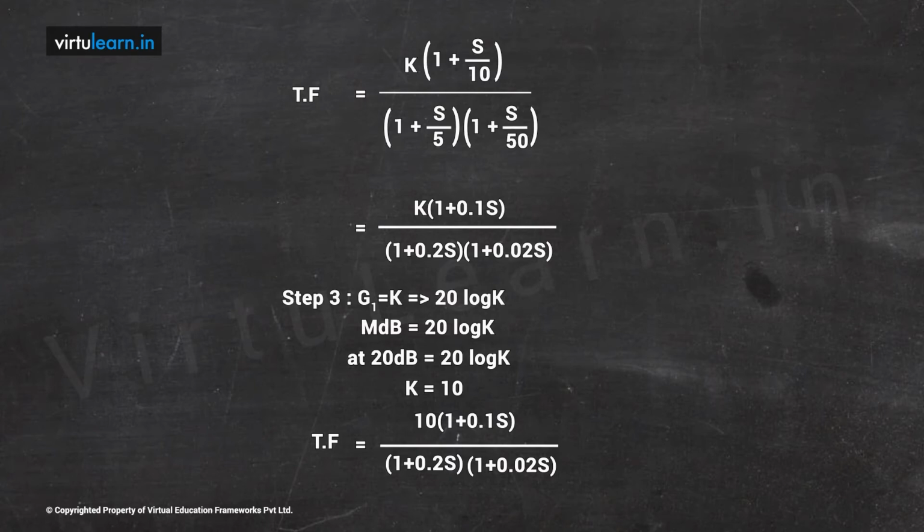The k value is going to be 10. Now what will be the final transfer function? 10 into (1 plus 0.1s) divided by (1 plus 0.2s) into (1 plus 0.02s). So this is the corresponding transfer function of the given open loop frequency response.